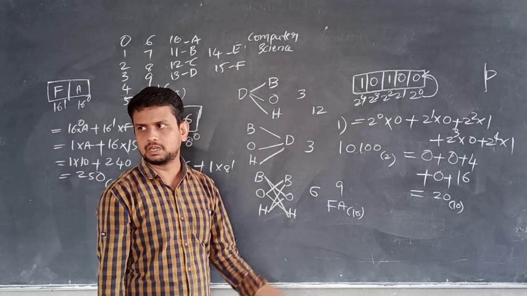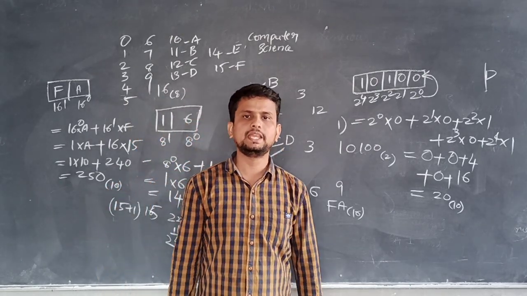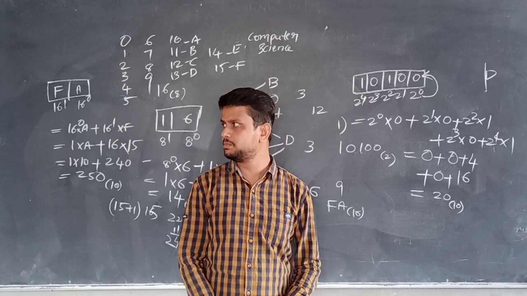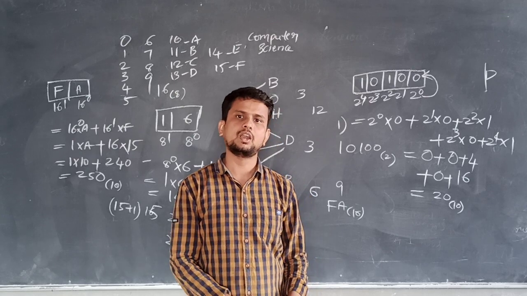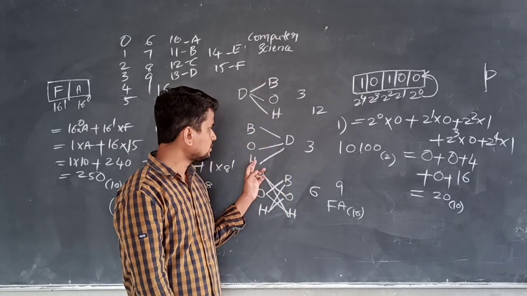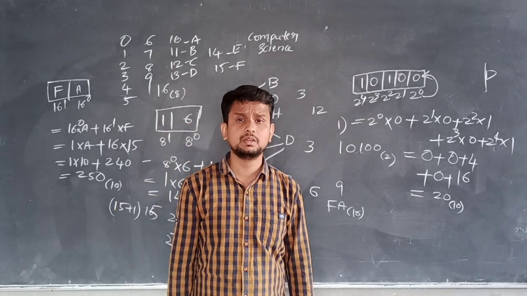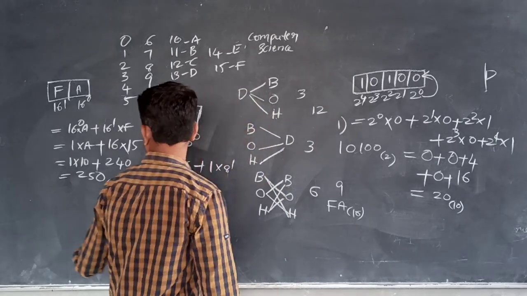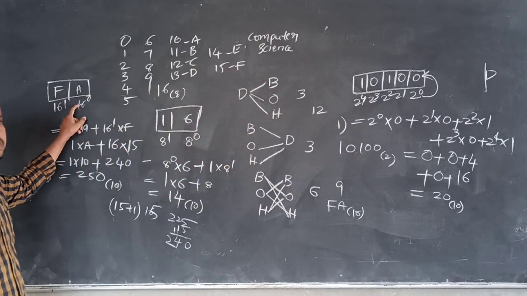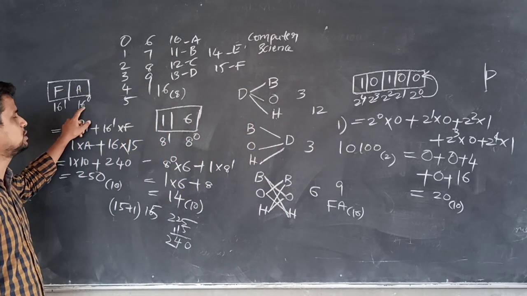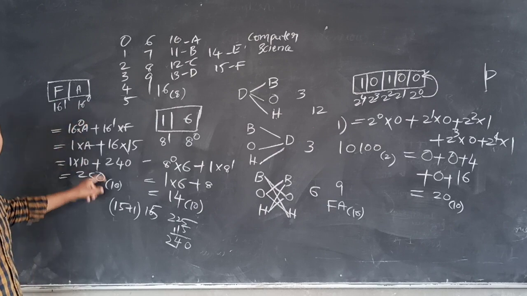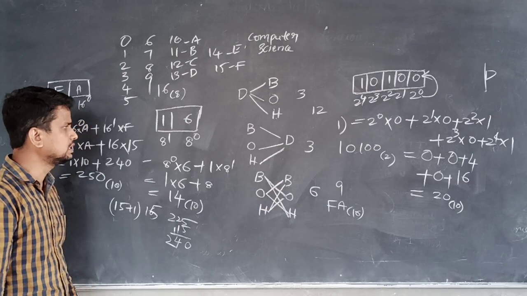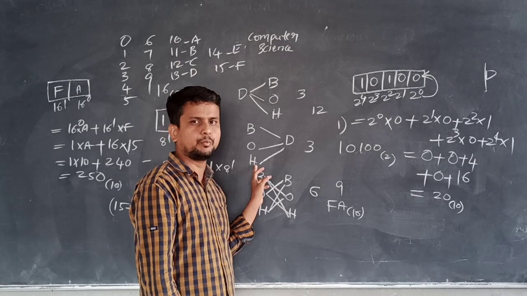Again, octal to decimal number system, what are the steps? Multiply each octal digit by its positional weight. Add all products, the second step. Hexadecimal to decimal number system: multiply each hexadecimal digit by its positional weight. You can observe here. Finally, add all products. These are the steps for these three approaches.